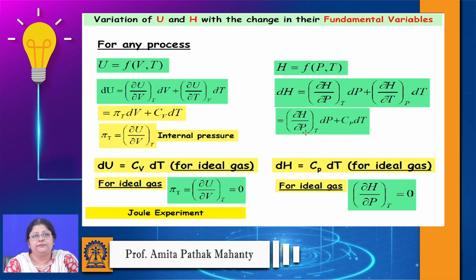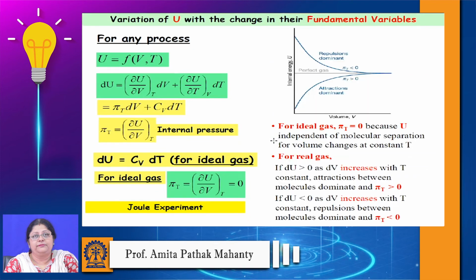But this is something we call the isothermal Joule-Thomson coefficient, delta H by delta P at constant temperature, which is very important when we are talking about a real gas. So for a real gas, this is not equal to zero, and this needs to be evaluated.